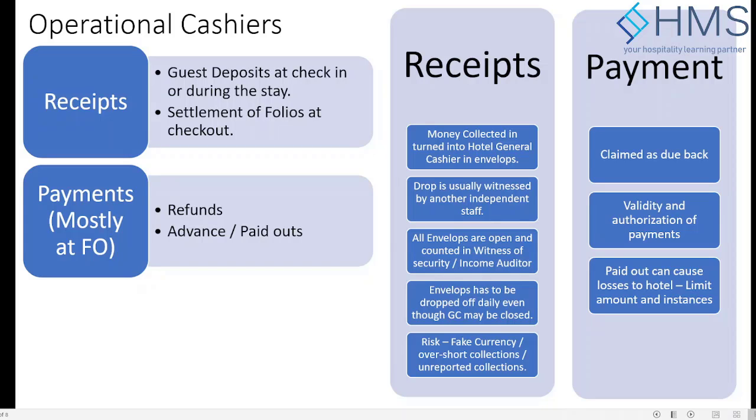In that case, usually the hotel is losing money, because the guest paid out is normally done in cash, but the payment you are collecting from the customer is usually on the credit card. So one is you are losing on the credit.